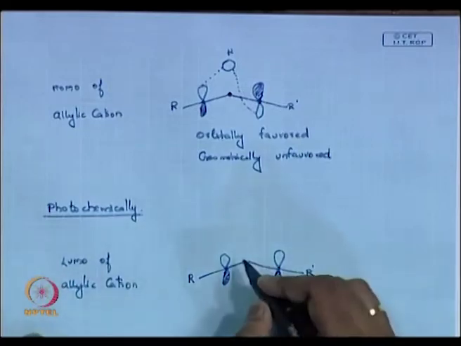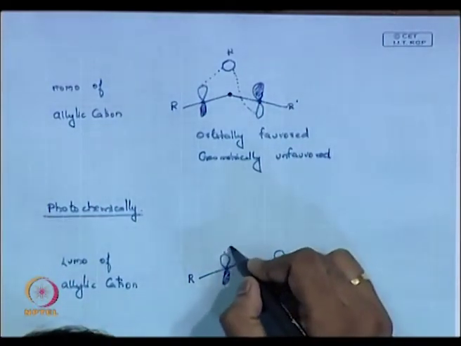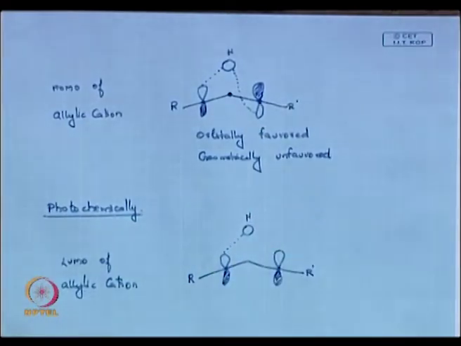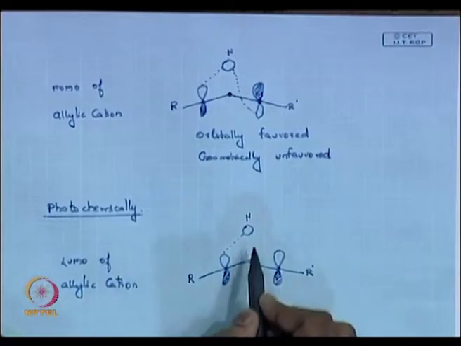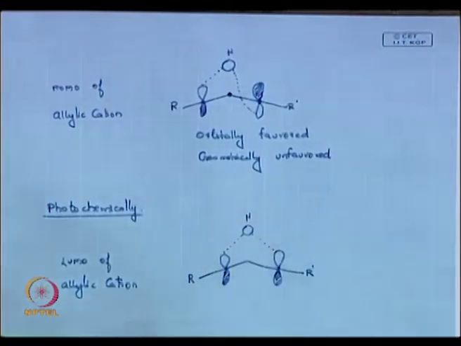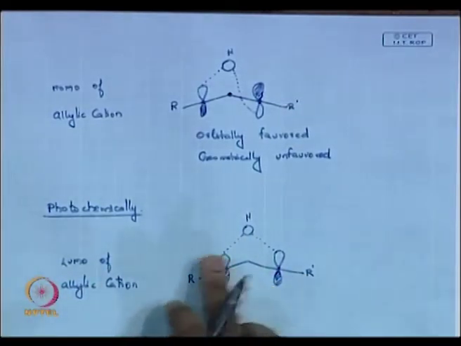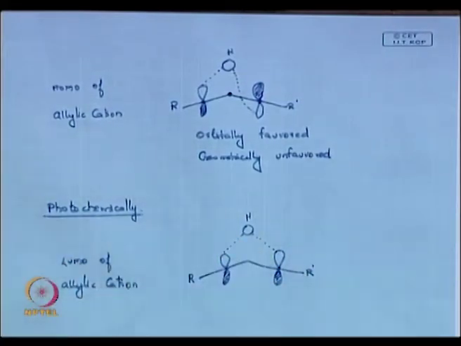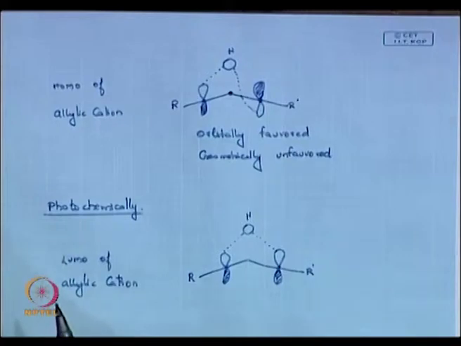So, this will be the LUMO of your allylic cation. You have your hydrogen, fine. Now, in light it can easily do this, it can move suprafacially, because you see orbitally it is favored, it can just move from this to this suprafacially, fine. So, same thing you can do for your 1,5 and 1,7, everything.